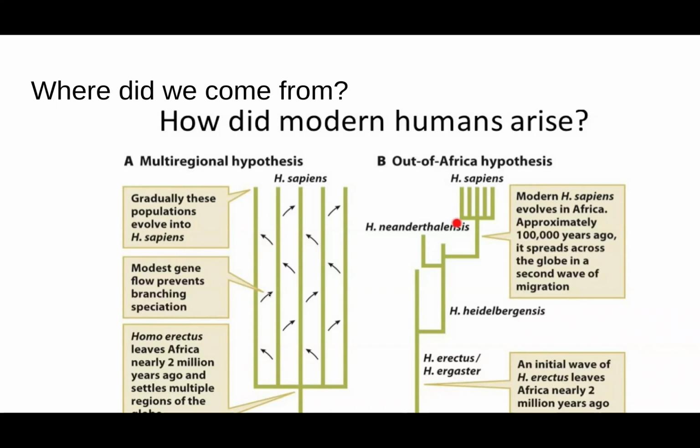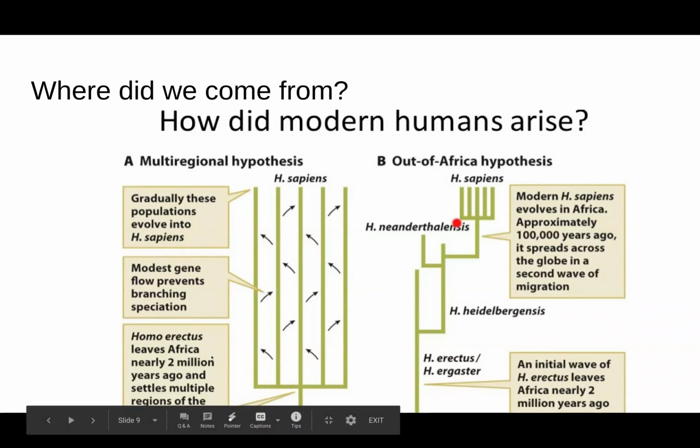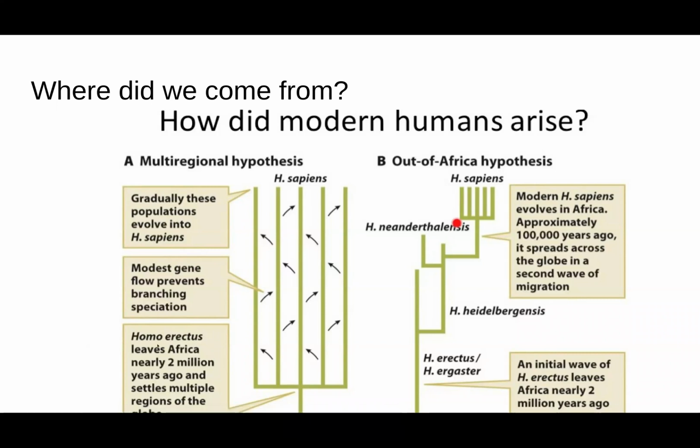That's the multi-regional hypothesis: Homo sapiens evolved in multiple different places, but they all had that one common ancestor that left Africa, and that organism that left was, again, Homo erectus. That's the multi-regional hypothesis.